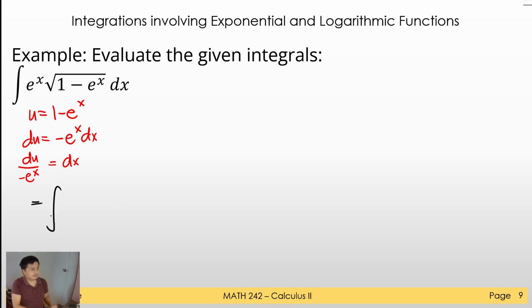Therefore, this will be equal to e raised to x times the square root of u, and then dx is equal to du over negative e raised to x.